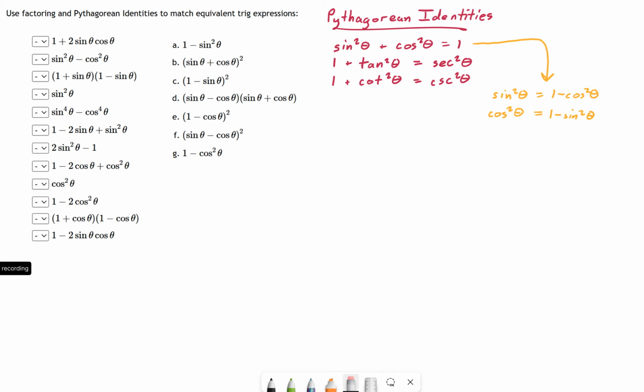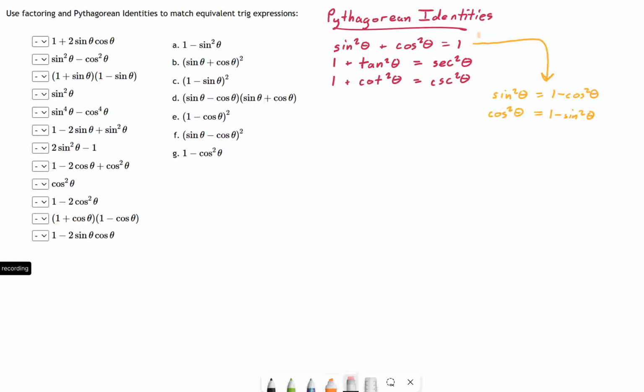So what I want to do is first highlight our main tools in this problem. These are the Pythagorean identities. And you see right off the bat, two of them are not really that useful. The tangent and cotangent ones are useful in other situations, but if you look over here on the left, nothing here involves tangent and cotangents. So that's great. We can kind of ignore those for the time being.